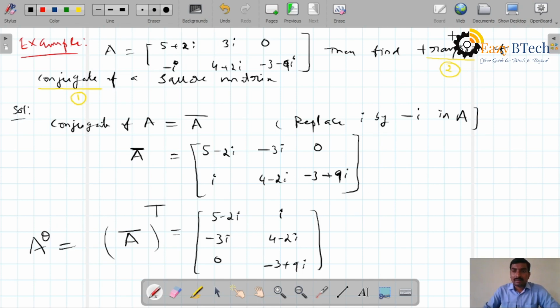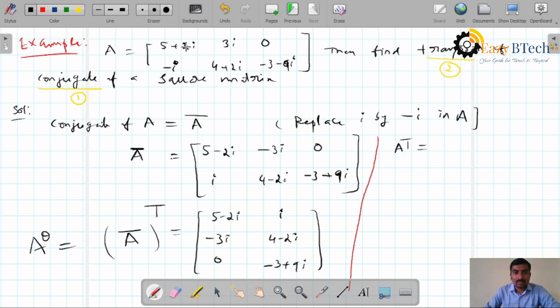Okay, now come to the next one. We can discuss one more thing here. Here we first calculated A bar. Otherwise, you can calculate the transpose of A first. This is another method. First, we find the transpose of A.